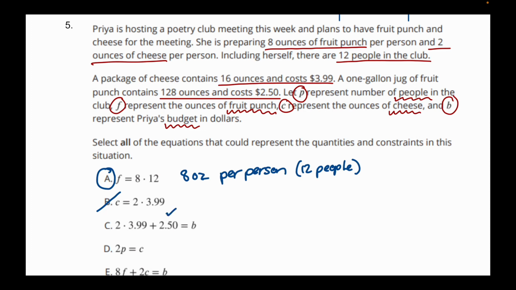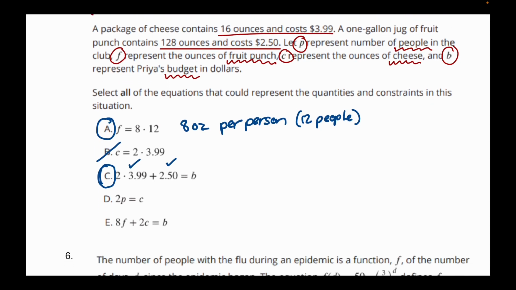For $3.99, that's 16 ounces of cheese. She wants 2 ounces of cheese per person, and so there's 12 people. So for each of those 12 people, we would have to do 12 times the 2 ounces each to get 24 ounces. So yeah, she would have to buy 2 packages of cheese because one's not going to be enough. That would be her total budget, is the number of items multiplied by their price. So C works.